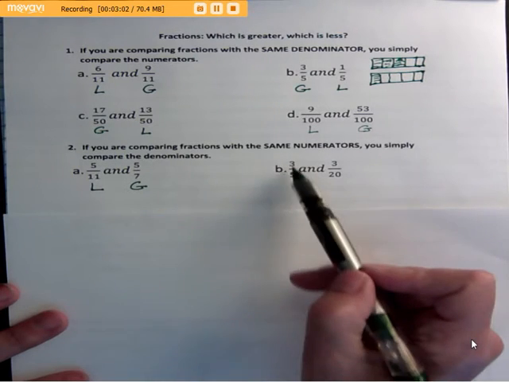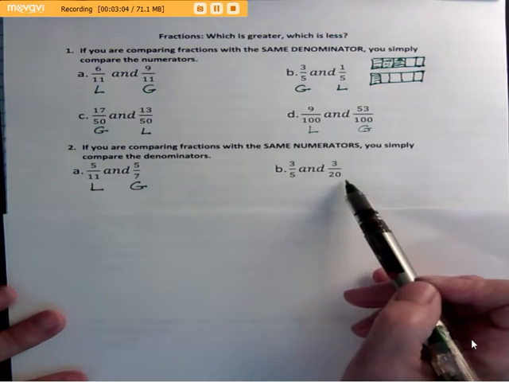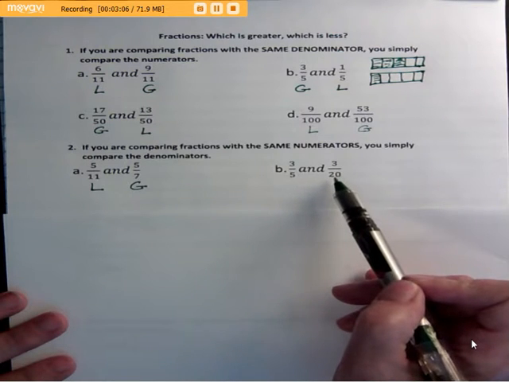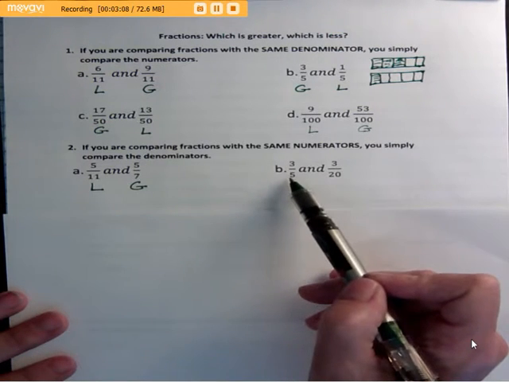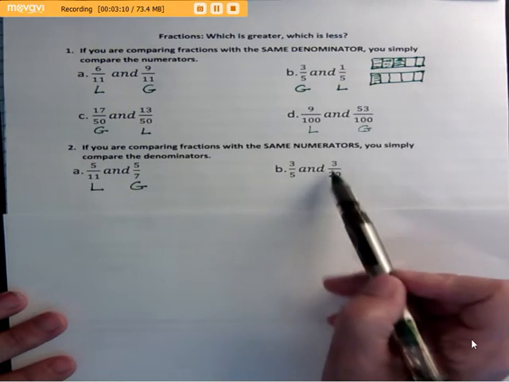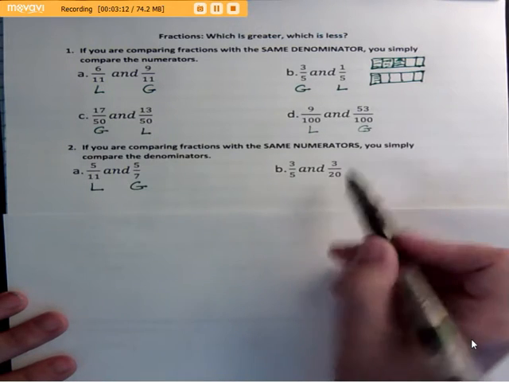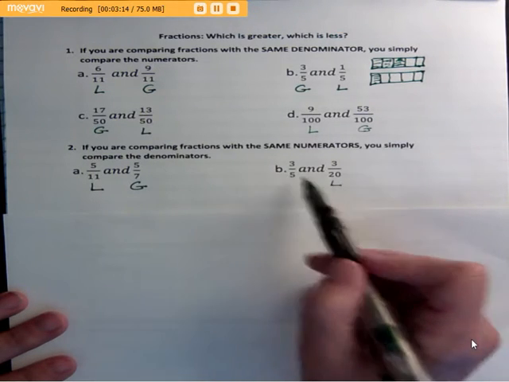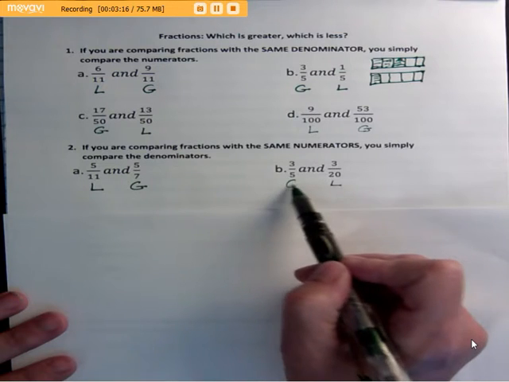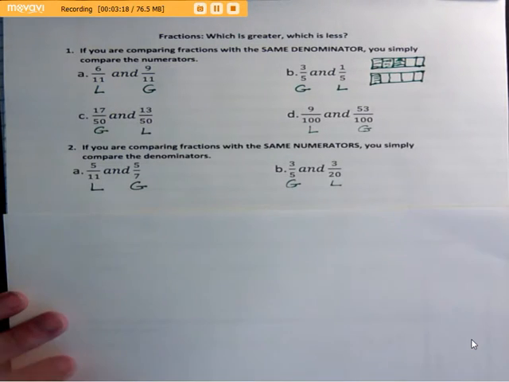Here I have 3/5 and 3/20. Here I'm missing 17 parts. I'm only missing 2 parts here. So I'm missing a lot more, and that's going to be the lesser value, and the greater fraction is going to be the one that has the smaller denominator. So I'm looking at the smaller denominator when the numerators are the same.